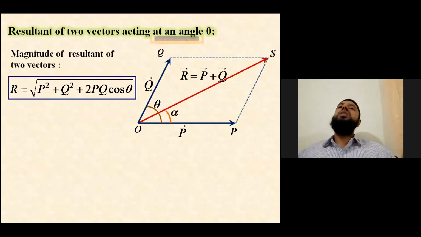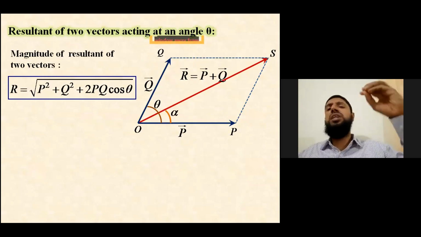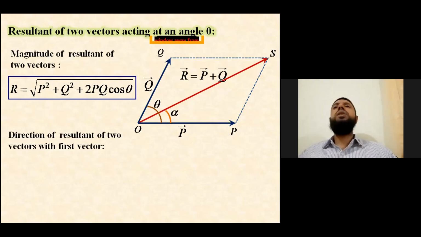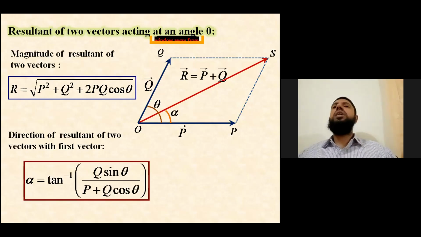What is the magnitude? A very important formula. We are going to make use of it in second year, in CET, everywhere. R is equal to square root of P square plus Q square plus 2PQ cos theta. Then what is the direction of the resultant of these two vectors? The direction is alpha is equal to tan inverse of Q sin theta divided by P plus Q cos theta.